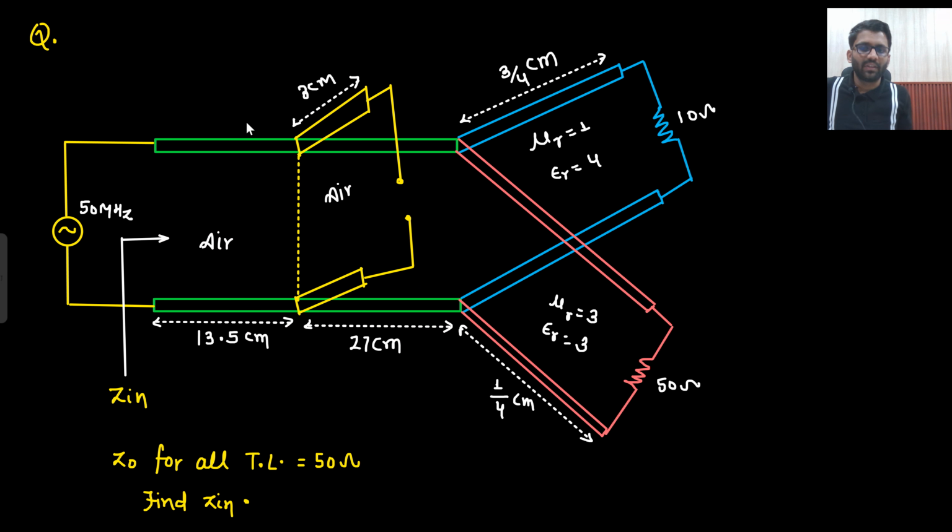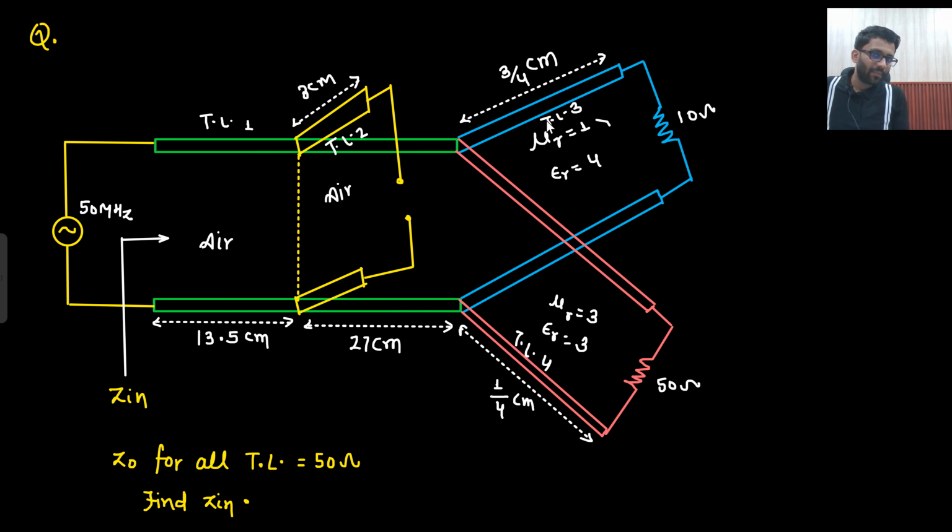Let me explain the question. There is this one transmission line 1. There is this transmission line, the yellow one, that is transmission line 2. Then there is transmission line 3, and then transmission line 4. Four transmission lines are connected in this manner. In between, at 13.5 centimeter from the source, there is another transmission line connected. It has a length 3 centimeter. This is 13.5, this is 27. This is 3 by 4 centimeter, this is 1 by 4 centimeter.